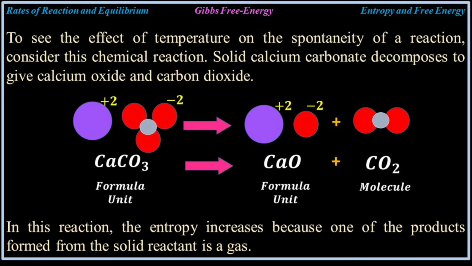To see the effect of temperature on the spontaneity of a reaction, consider this chemical reaction. Solid calcium carbonate decomposes to give calcium oxide and carbon dioxide. Calcium carbonate, formula unit, and then you have the formula unit of calcium oxide plus the molecule carbon dioxide. In this reaction, the entropy increases because one of the products formed from the solid reactant is a gas.